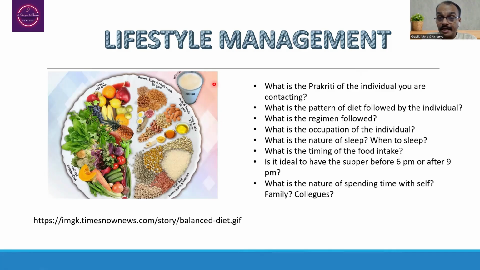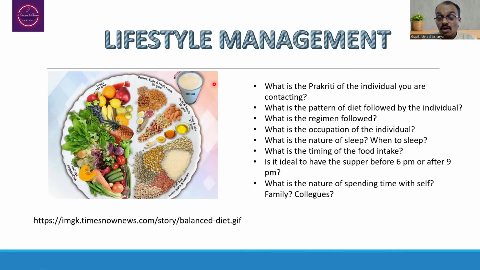What is the timing of food intake? Whether he is going to consume the food at around 6 p.m. or whether he is going to consume the food around 11 or 11:30 p.m. That is helpful in determining the lifestyle there. Is it ideal to have supper before 6 p.m. or after 9 p.m.? That will be helpful in patterning the lifestyle of an individual.